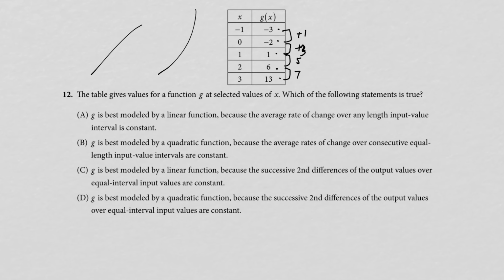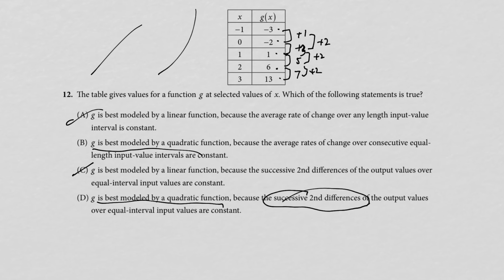If they're all the same number, it's linear. If they're not, you do it again. And if now they're all the same number, it's quadratic. So it's not linear, it's quadratic, because the successive second differences are constant. That's saying that these are all the same number.